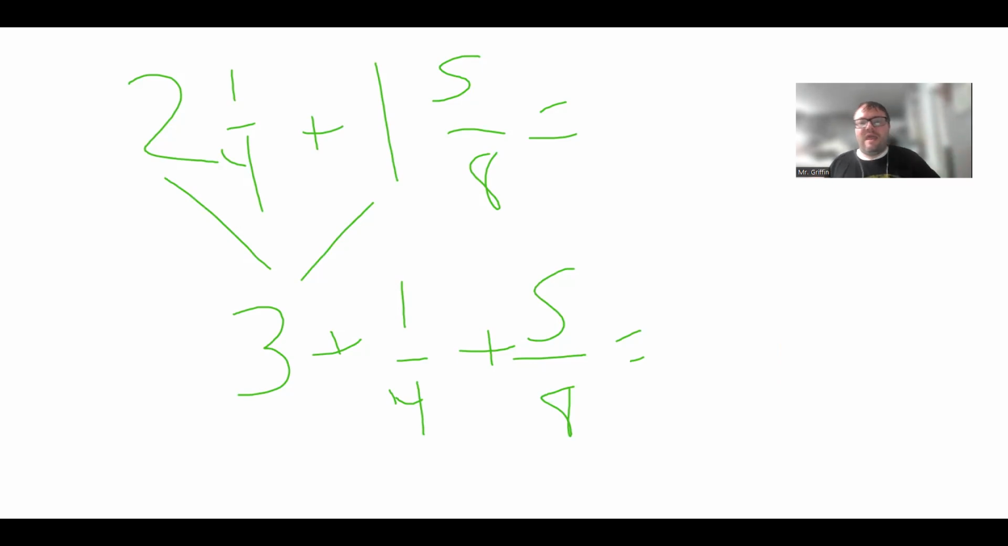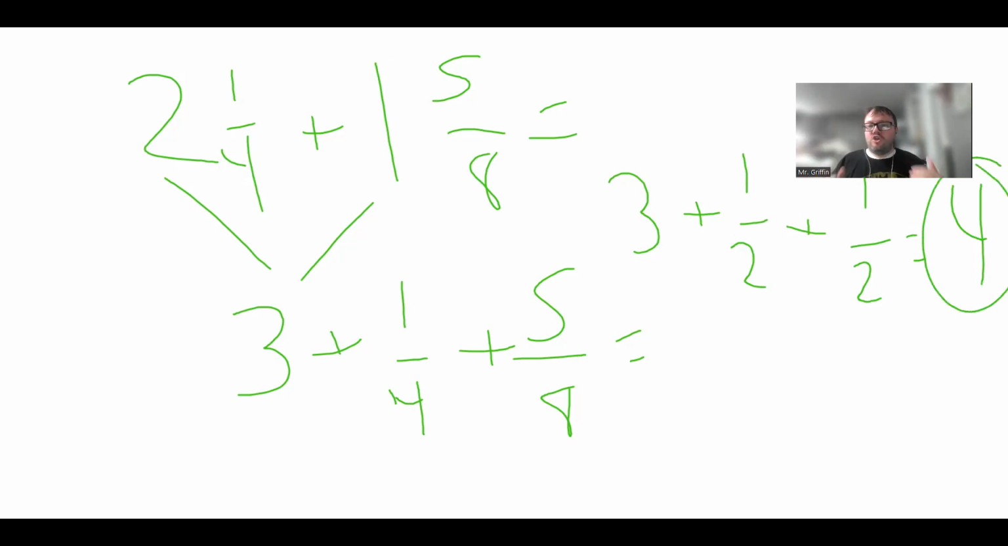So now for my estimation, I'm doing 3 plus 1/2 plus 1/2, which 1/2 plus 1/2 equals 1 whole. She needs about 4 yards of fabric. Okay. So I'm going to back up and explain what I did one more time because I know it's a little bit on the thought side, just to make sure you guys understand.